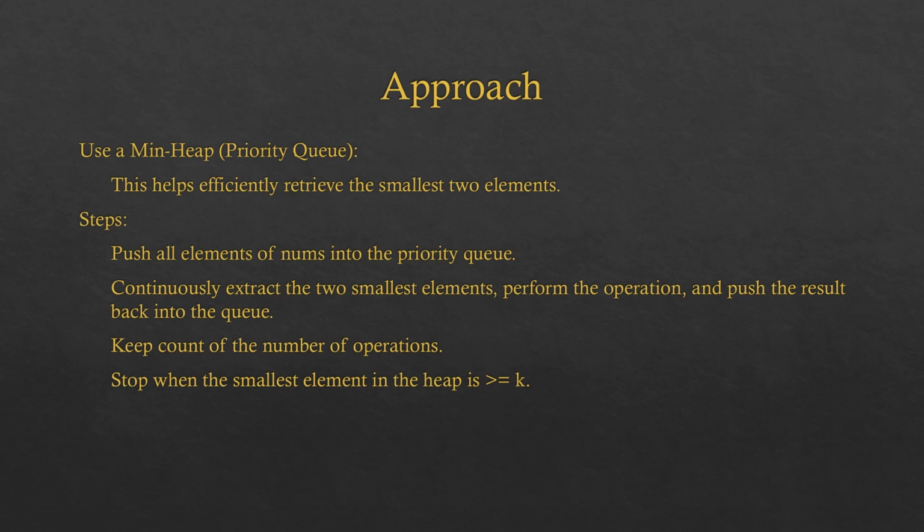To solve this problem, we use a min heap, also known as a priority queue. This data structure allows us to efficiently retrieve the smallest two elements from the array. We follow these steps. Push all elements from the array into the priority queue. Continuously extract the two smallest elements, apply the operation, and insert the result back into the queue. Keep track of the number of operations performed. Stop when the smallest element in the heap is greater than or equal to k.